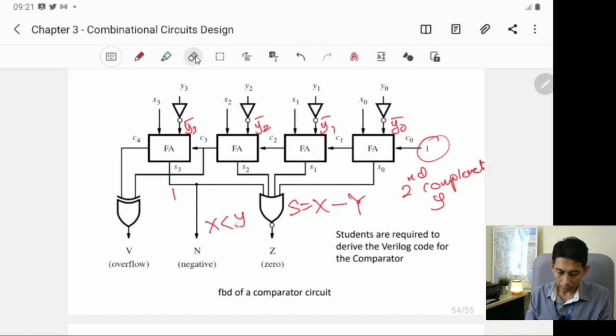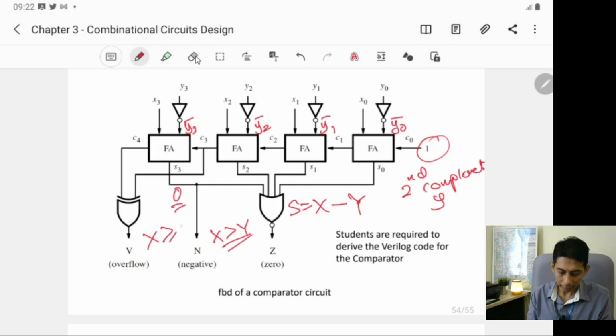Alright, and if the result s3 is 0, it means that x is greater than y for sure. Right? Not sure yet, right? Because if it is 0, we need to check another one. If s3 equals 0, we are not sure yet whether x is greater than y or not. It can be something like this.